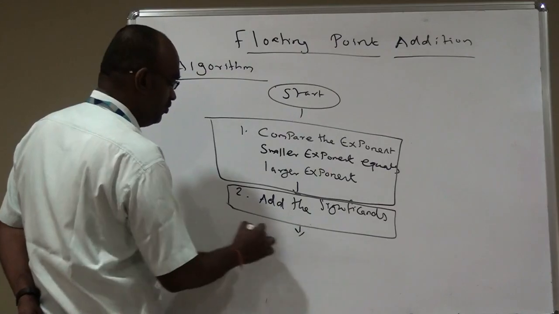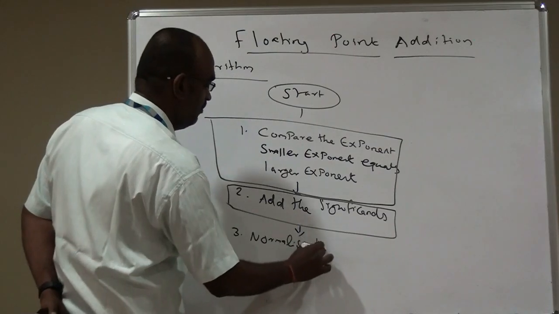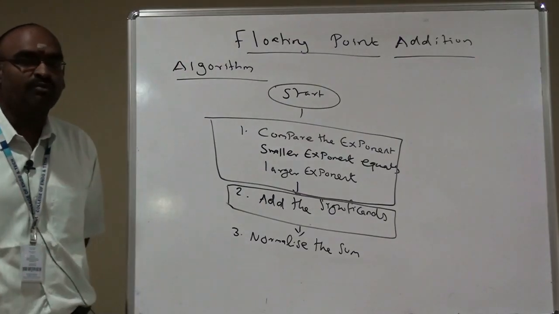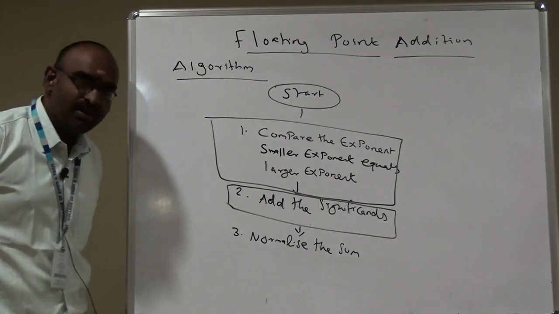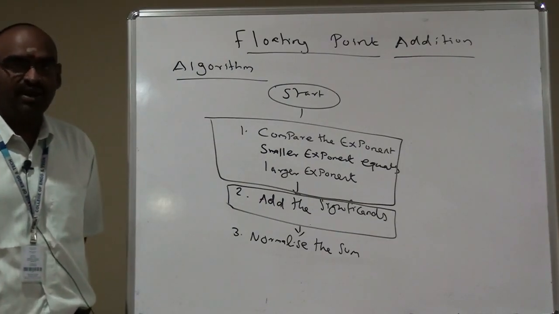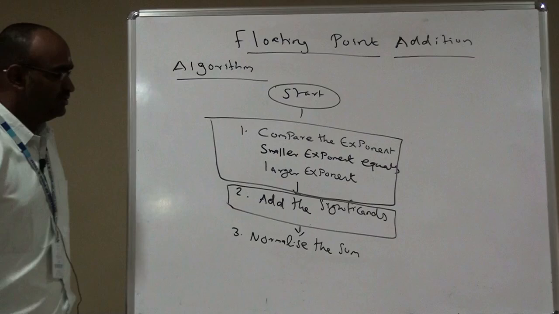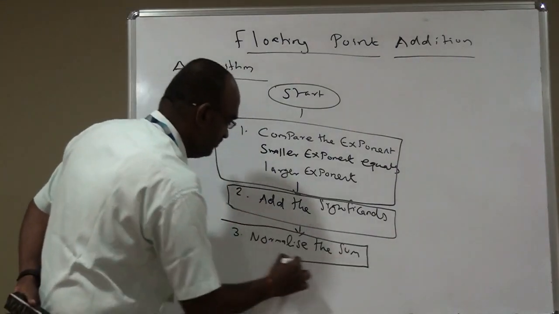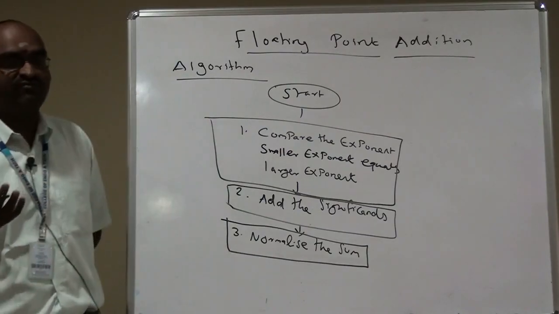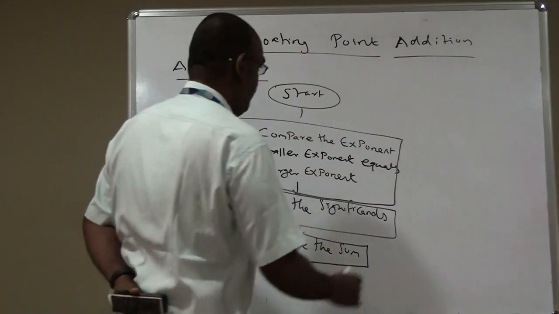Then we have to normalize. So what is normalization? After adding the significands, we have to normalize the sum. Normalizing the sum means no leading zero in the floating point number. So we must normalize the number before it is a valid floating point result. So that is the third step: normalize the sum. So how to normalize the sum? Either you increment or decrement the exponent, doing shift right or shift left to normalize the value of the sum, right?